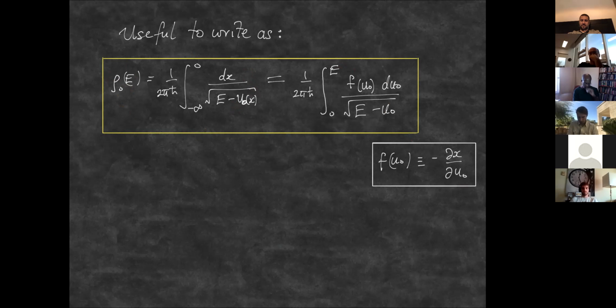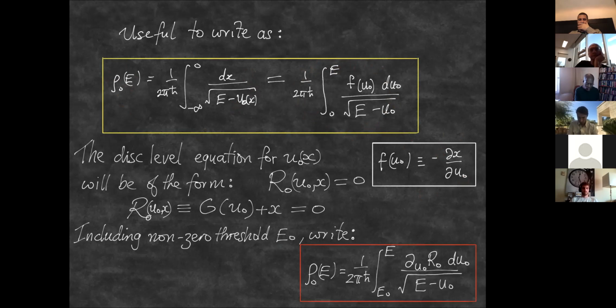And I'm going to further specialize it as follows. The disk level equation for U will turn out to be of the following form. It'll be written as R, something I'll call R zero equals zero. And that R zero is essentially some function of U plus X equals zero. So a way of writing this integral is simply to replace this f by the derivative of r with respect to u naught. And it's essentially the same thing. And that's just sort of notation, which I use later on. And I've included the possibility of having some threshold value for u. So that's the expression I'm going to use later on.